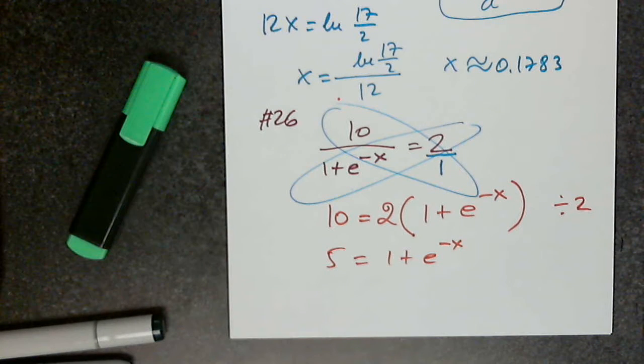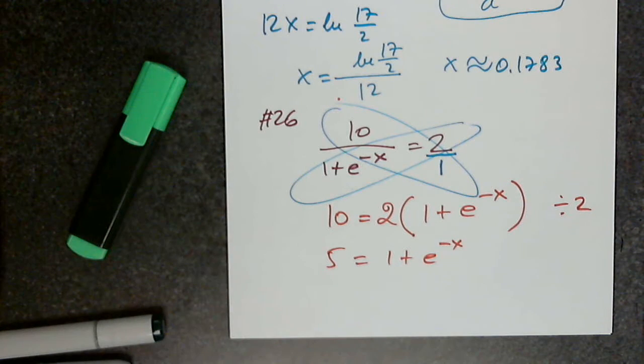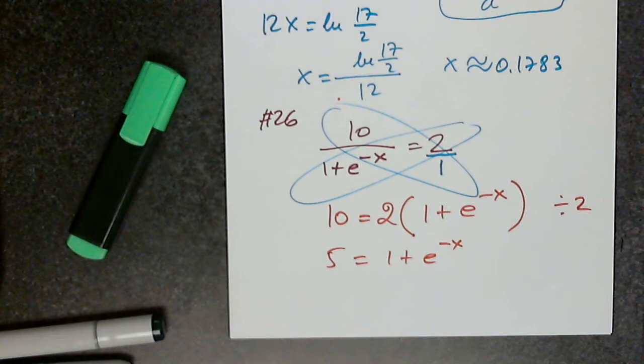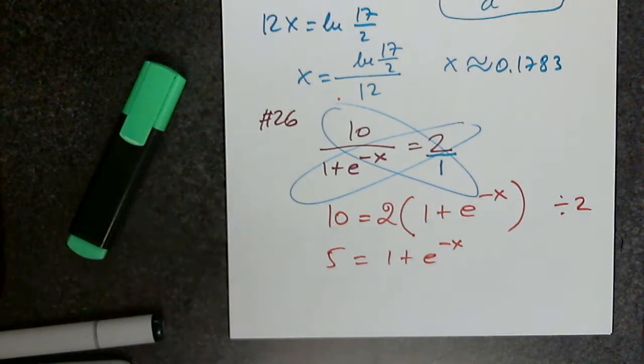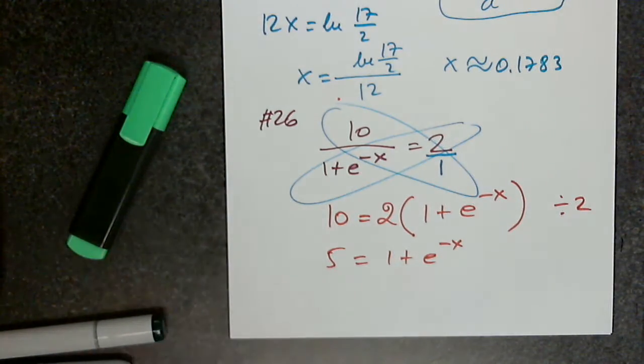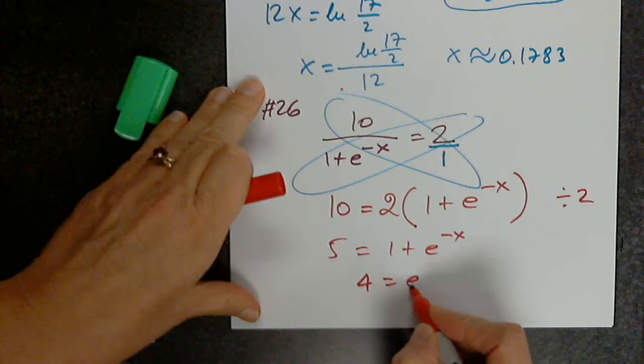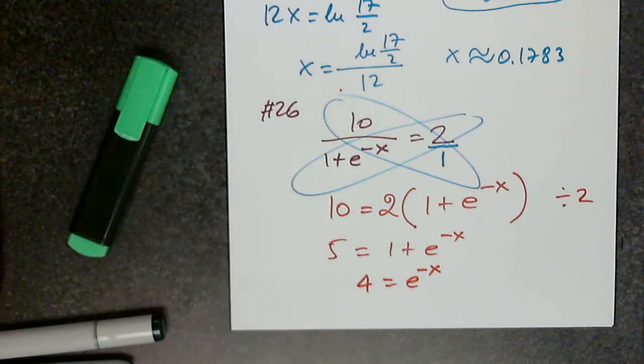Remember, we have only 3 rules: log applied to a product, log applied to a ratio, and log applied to a power. If you apply it to a sum, you're stuck. You can never simplify it. Log of a plus b, you have no rule. Log of a minus b, you have no rule. So then, exactly. That's what I said. It's not cleaned up yet. So I have 4 equals e to negative x. Now I'm ready. For what?